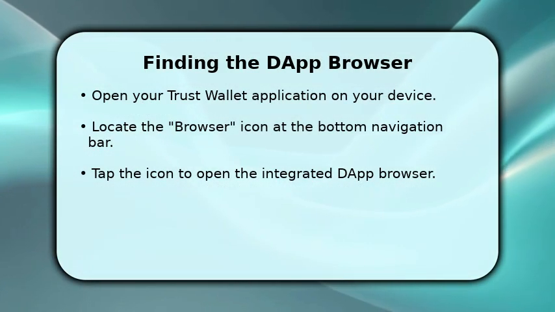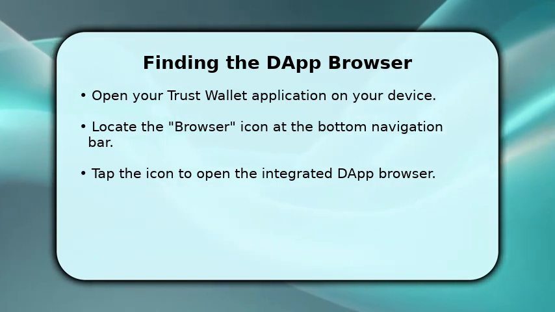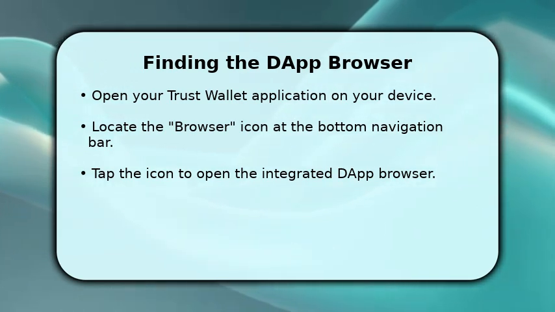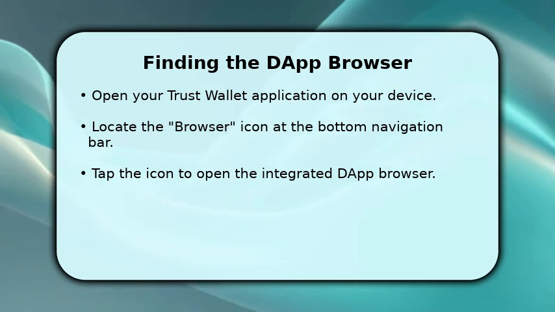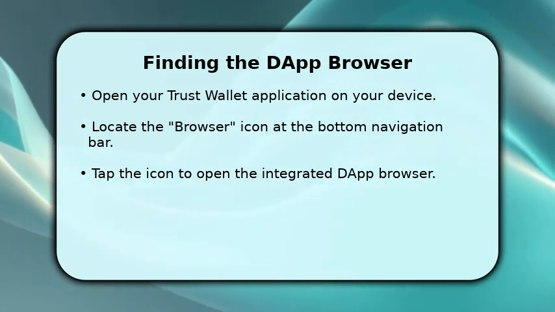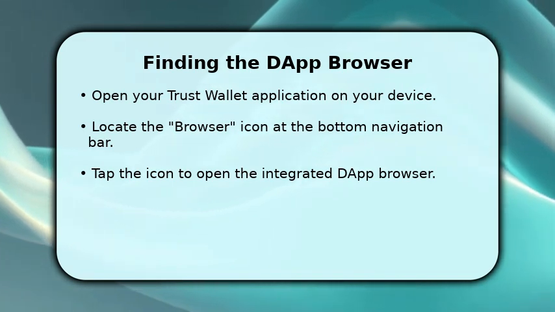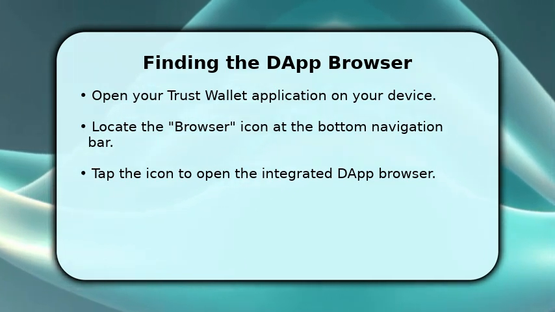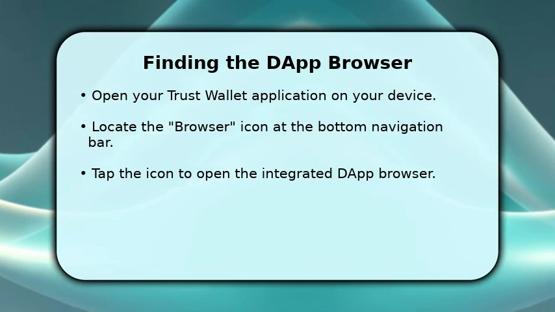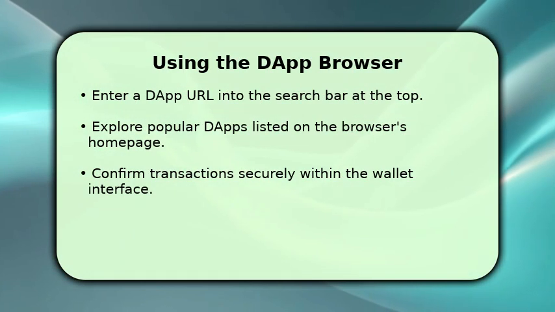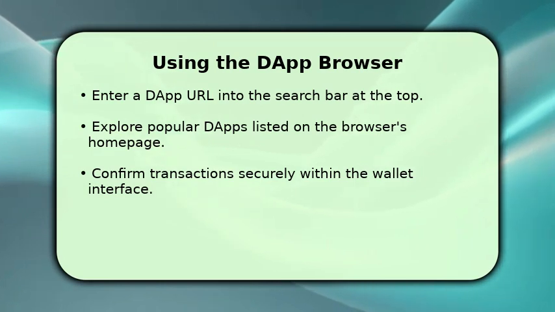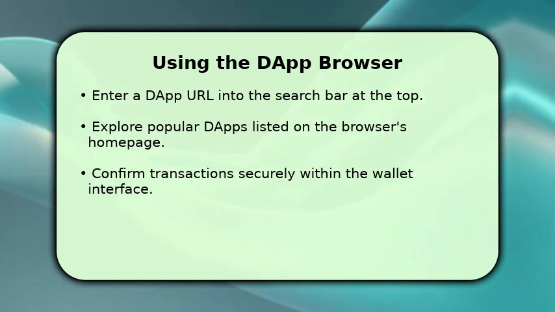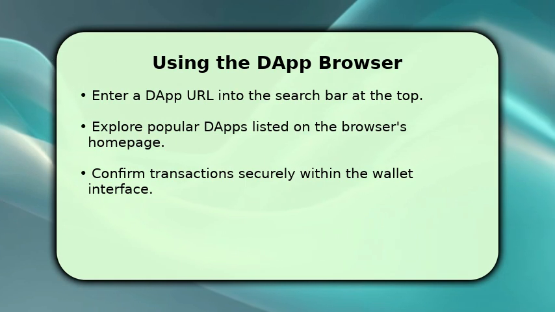To access the DApp browser, simply open your Trust Wallet application on your mobile device. Look for the browser icon, typically found at the bottom navigation bar of the app interface. Tapping this icon will immediately launch the integrated DApp browser, presenting you with a familiar web browsing experience tailored for decentralized applications. Once in the browser, you can either type a specific DApp URL into the search bar at the top, or explore popular DApps conveniently listed on the browser's homepage.